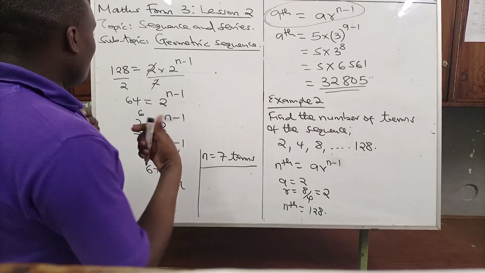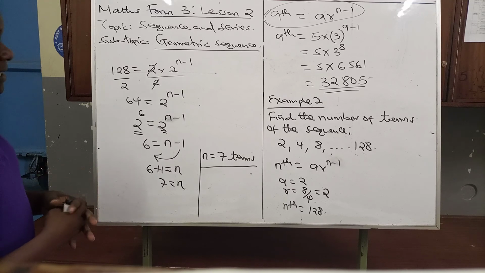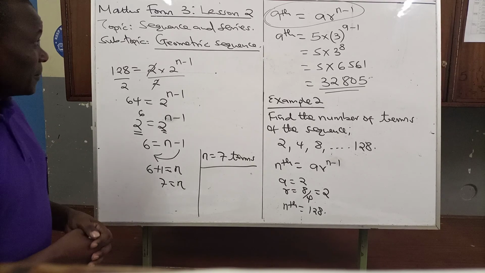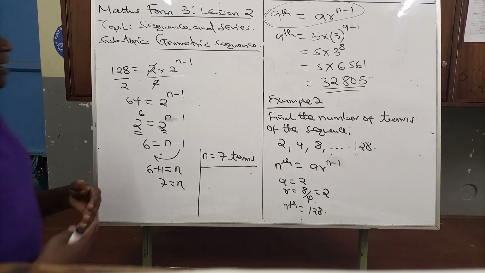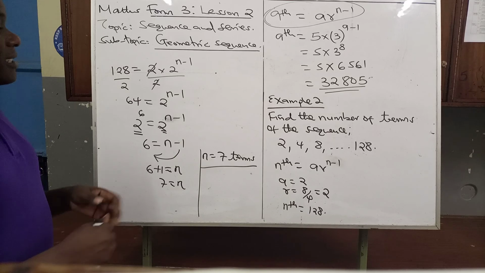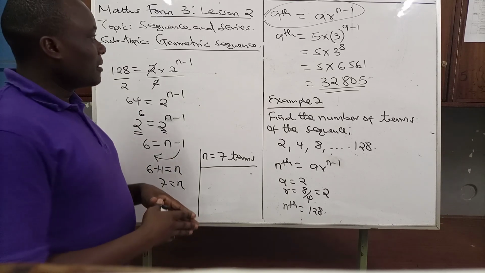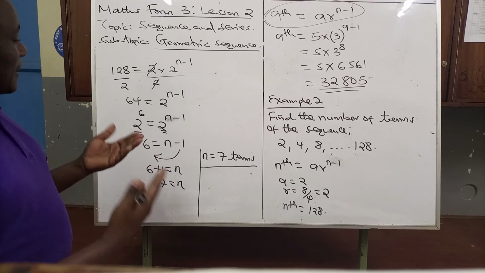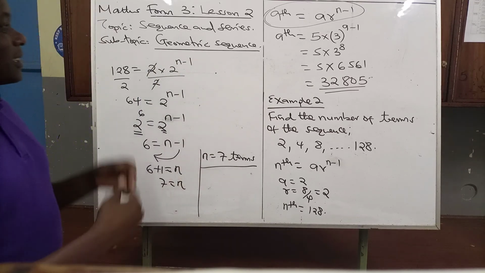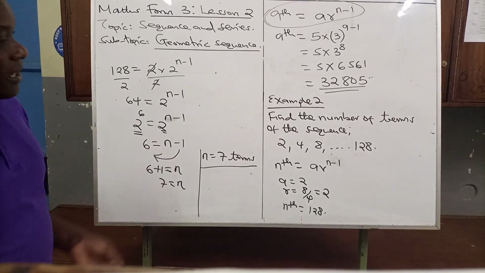Next time we will look at series. We have a geometric series, which sometimes is known as geometric progression. We are going to look at arithmetic series. Arithmetic series is what sometimes we find being called the arithmetic progression. So we will look at the AP and the GP in our next lesson.